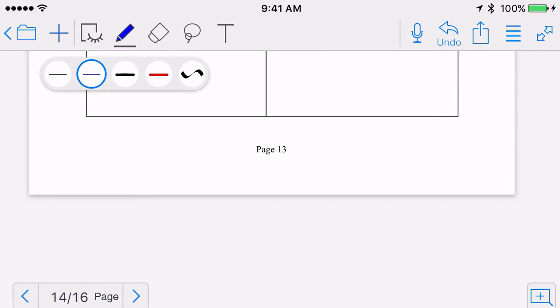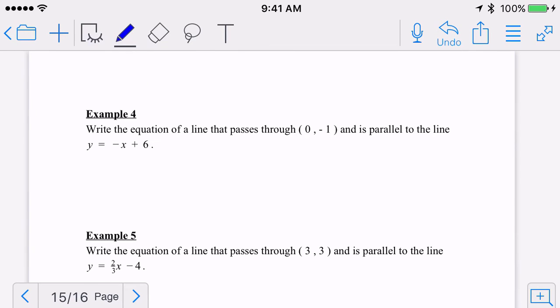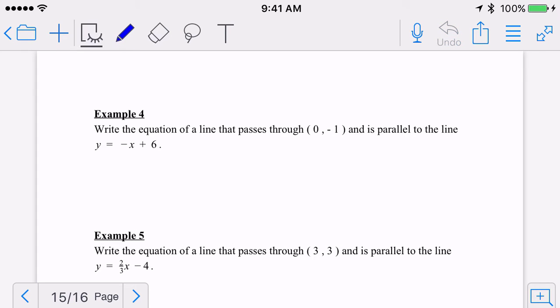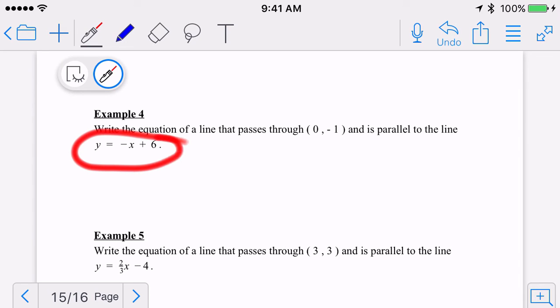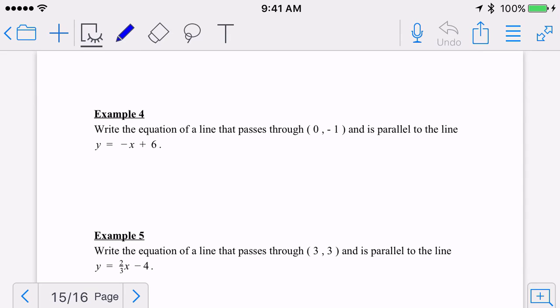Alright. Next page. What we're going to do on this page, just some more examples using parallel and perpendicular lines. So this time we have to write the equation of a line that passes through (0, 1), (0, -1), and is parallel to the line y equals negative x plus 6. So let's think here. We know we want it to be parallel.